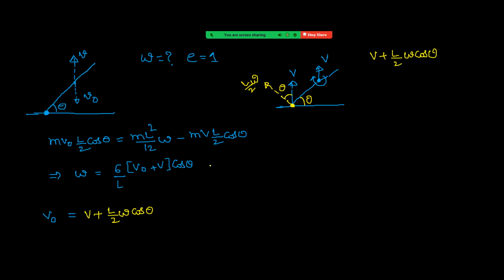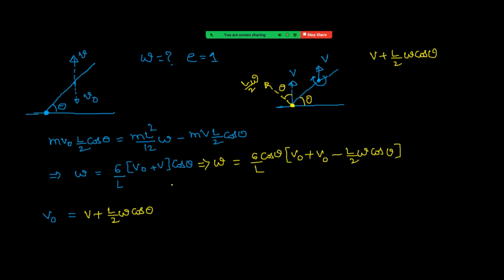This is what we got in the last problem. Now the extra part is that the collision is elastic, so velocity of approach is equal to velocity of separation. Now in this we have to eliminate V because V is not given. We have to get the answer in terms of given quantities, that is V naught and cos theta. So I am taking from here V value as V naught minus L by 2 omega cos theta in this one. So this becomes omega equal to 6 cos theta upon L times V naught plus, in the place of V, I am writing V naught minus L by 2 omega cos theta.